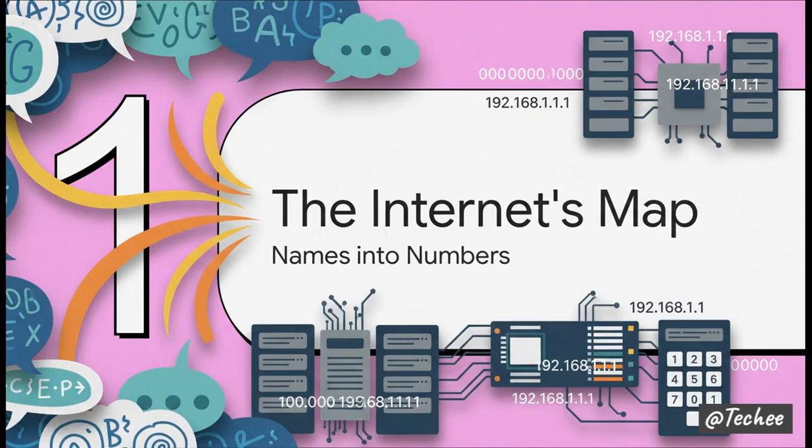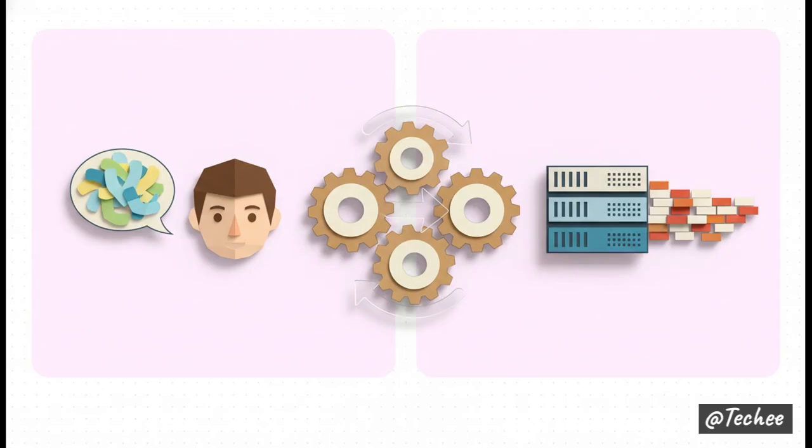You see, at its heart, DNS solves one fundamental problem. Computers and humans just don't speak the same language. We remember names. Computers, well, they operate on numbers. DNS is the universal translator that bridges that exact gap. And here it is, right here, the translation in action.